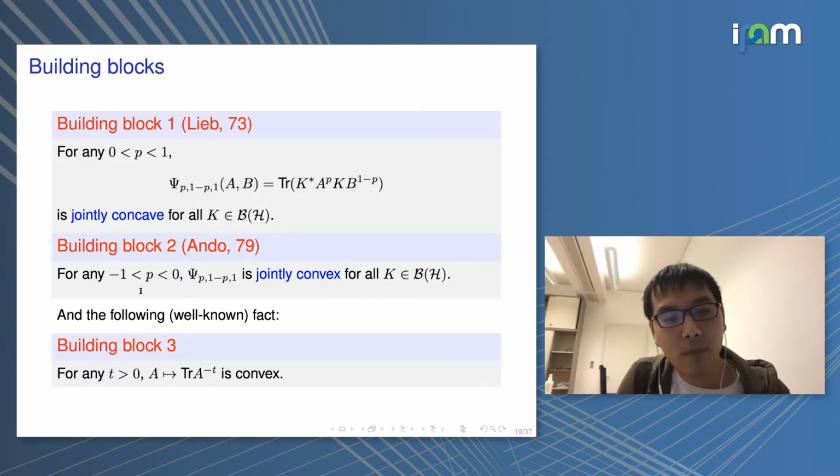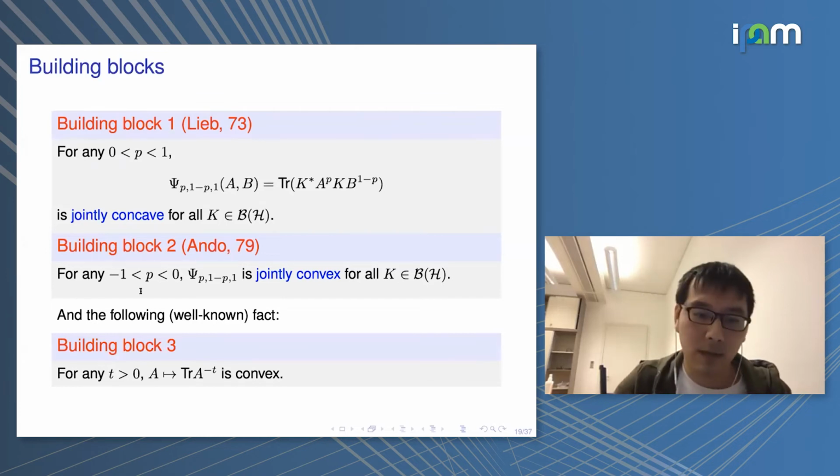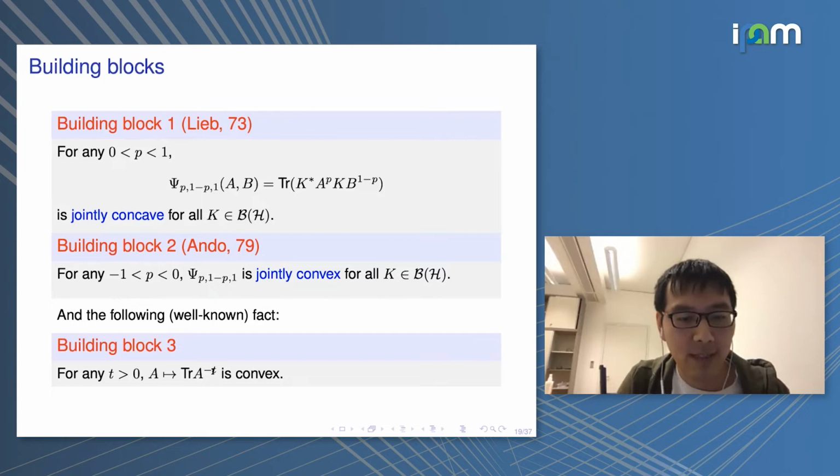Actually, we need one more fact, which is well known, saying that for any positive t, the function trace of A to the power minus t is convex. So actually, you can replace the function x to the power minus t with arbitrary convex functions f(x). For simplicity, let me name it building block 3. And these are essentially what we need in the following.